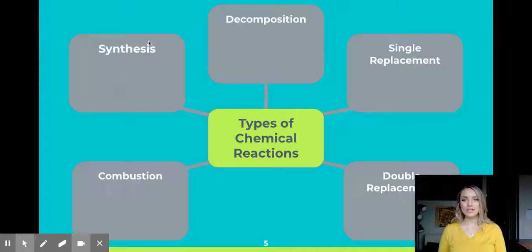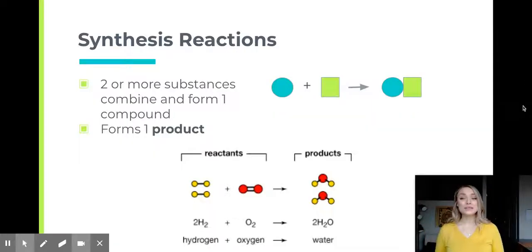So let's start with synthesis. Synthesis reactions are when 2 or more substances combine to form one compound, just like you see over here. We have compound A, compound B, reacting to form a new compound. Synthesis reactions have multiple reactants, but they form one product.